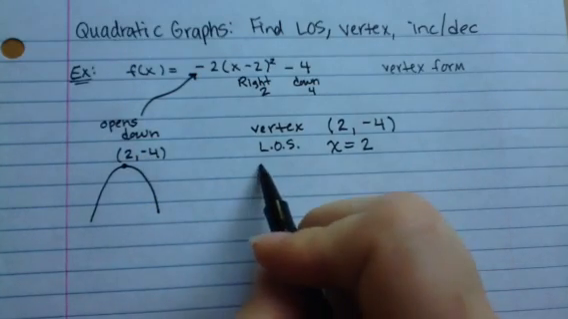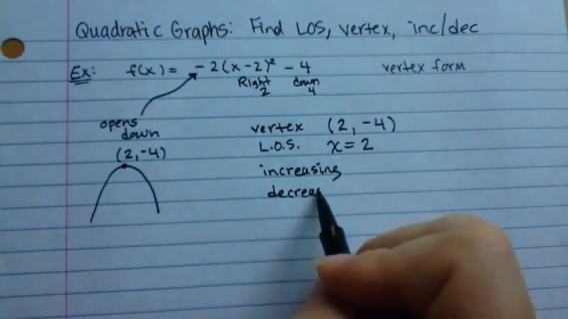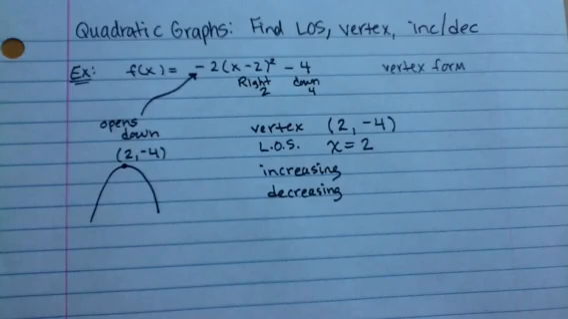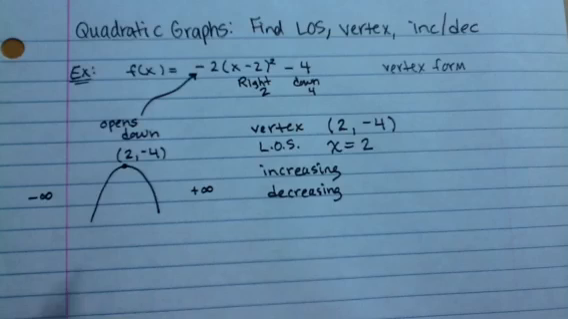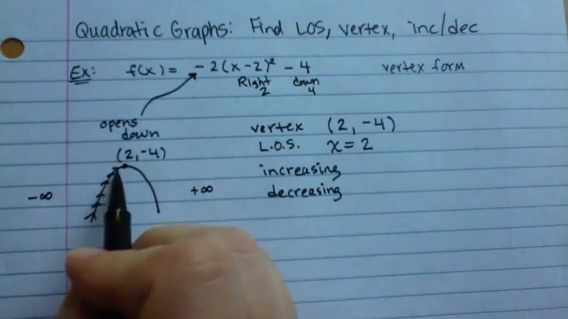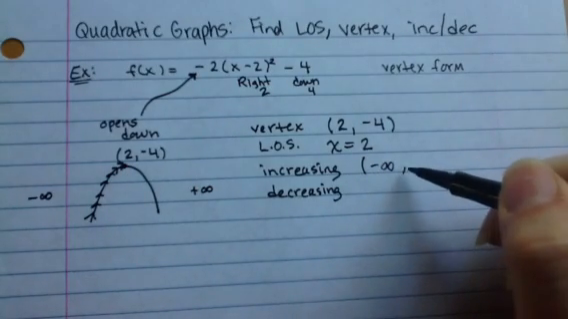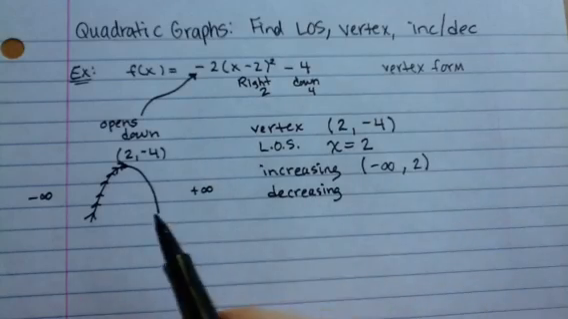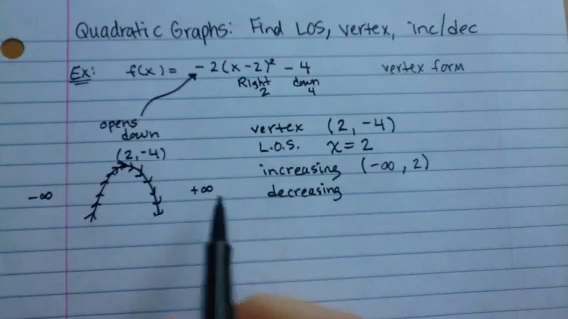So when I think about the function increasing and decreasing, I know that increasing means the graph is going up. So as I go left to right, from negative infinity over to positive infinity, when I'm out at negative infinity, this graph is going uphill. It's going uphill as I move from negative infinity over to the x value of 2. So it is increasing from negative infinity until 2. And then the graph starts going downhill as I go from 2 to positive infinity.